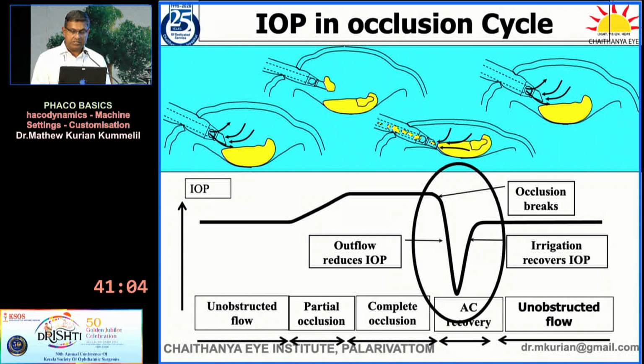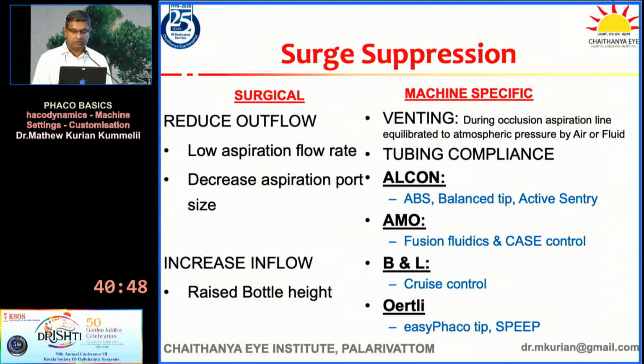This surge is one of the most important concepts. The IOP rises when the fragment is occluding the flow, and then when there is a sudden release, you have a drop and chamber collapse can happen, and this is when complications occur. The modifications that we can do is surgically to reduce outflow and increase inflow, but machine specific, the Balance Tip from Alcon, the bypass system, AMO Fusion fluidics, Cruise Control, the Easy Tip and SPEEP technologies are all variations to make it better and safer for the surgeon.